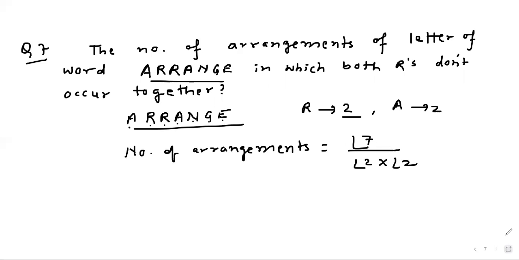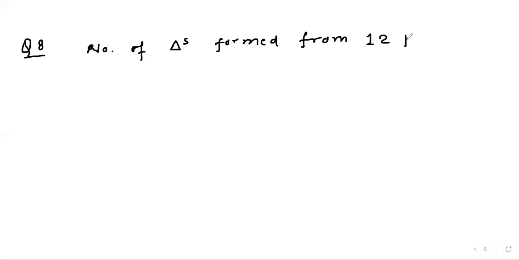Next question, question number 8. It says number of triangles formed from 12 points in which 7 are collinear.